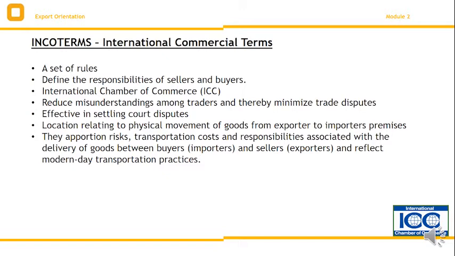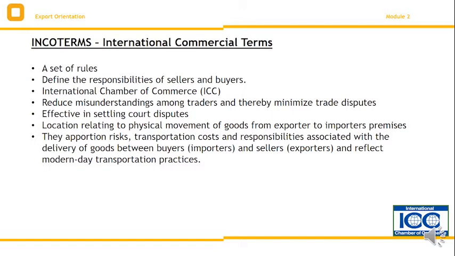Now we look at Incoterms. Incoterms is an abbreviation of International Commercial Terms. These are terms that are used during an international or global trade transaction. There is a set of rules which define the roles and responsibilities of the seller and the buyer. The seller is also sometimes known as an exporter, and the buyer is sometimes known as an importer.